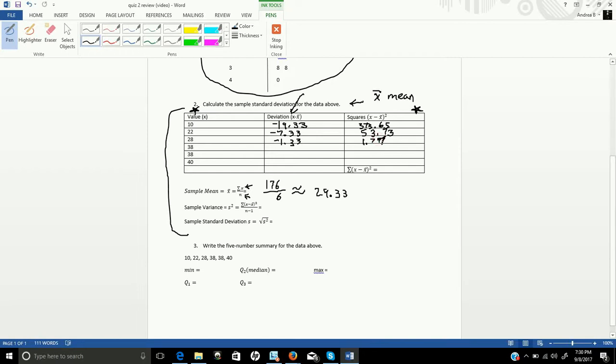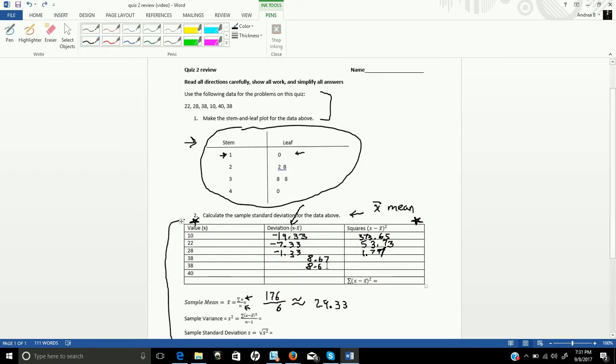So if we square the 8.67, oops, I just noticed I accidentally wrote down a 2 instead of a 7 there. There we go. If we square those, then we get about 75.17 approximately there. Once again, your answers might be slightly different depending on how you rounded this. They should be close. And then 40 minus your mean there, you should get about 10.67. And then if you square that number, you should get about 113.85.